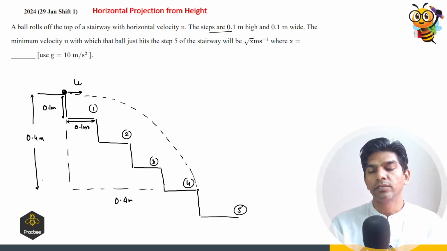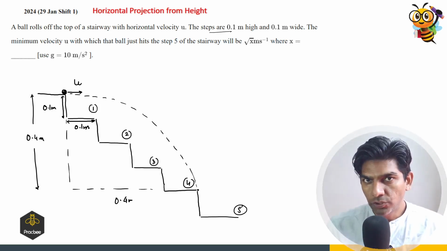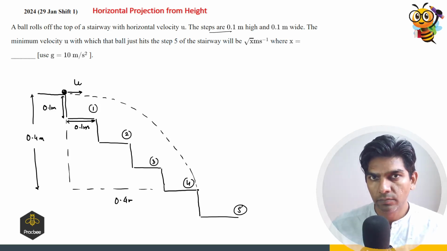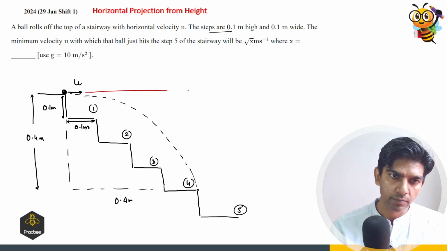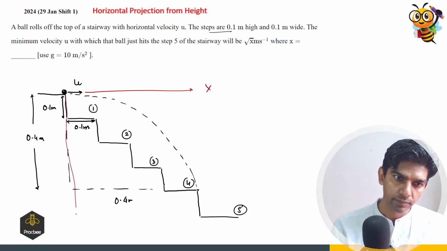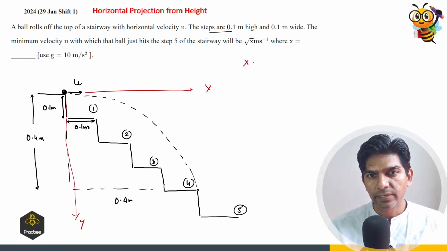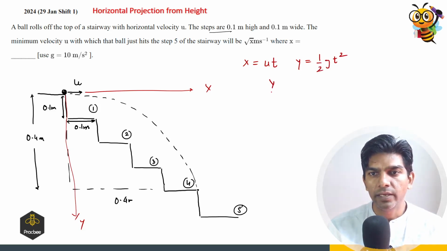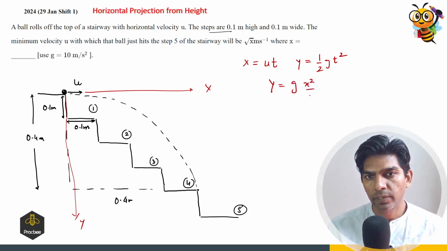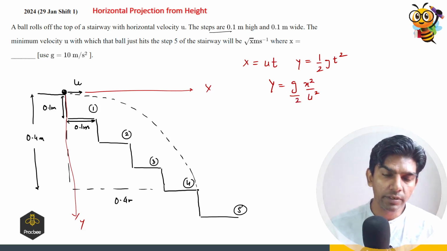Now what we can do in this case, we can use the equation of trajectory in case of a projection from a height horizontally. And how we can do that? If I assume horizontal as the x-axis and vertical as the y-axis, then x can be written as ut and y can be written as half gt square. So if we eliminate time from these two equations, we will get the equation of trajectory. So y is equal to g x square by 2 u square. So that is the equation of trajectory.